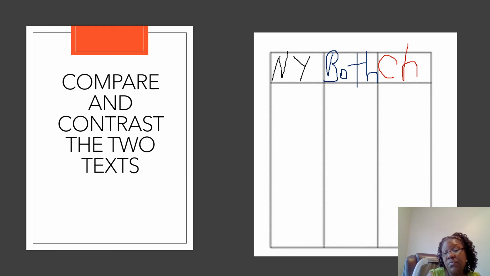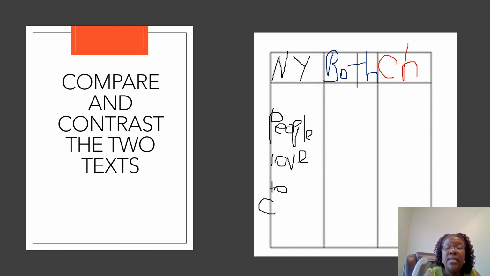So, I'm going to say, people love to visit Coney Island. So how's that? So I could write that. People, that's one thing about New York. People love to visit Coney Island. So that is that.